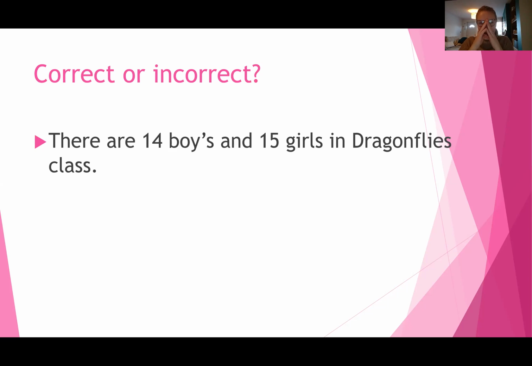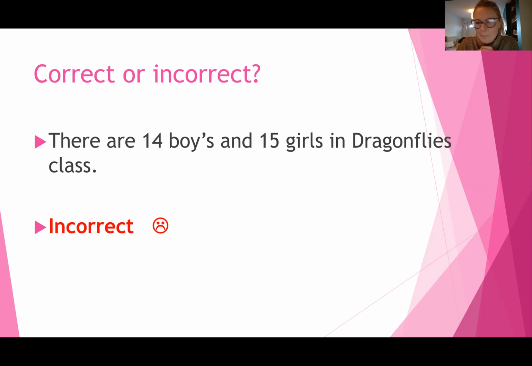Right, let's see if you were right. Ready? Let's see what I think. Oh, I have said it is incorrect. Now, you might want to pause the video if you've got time and just chat to whoever's around you about why you think that's incorrect. But this S here is being used to show that there are lots of boys. There are 14 boys, more than one boy in Dragonfly's class.